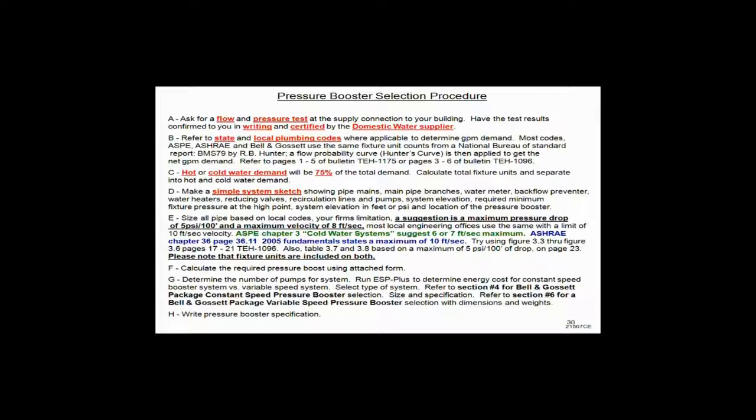Go to the local authorities, ask for a flow and pressure test at the city water supply connection to your building. Ask them to give you those test results, confirm them to them in writing if they will. Probably will not put them in writing, but they'll probably give you the report. If whoever gives you the report won't put it in writing, you put it in writing back, and you certify that, and you've got now the minimum pressure and minimum flows available to you at your building to design from.